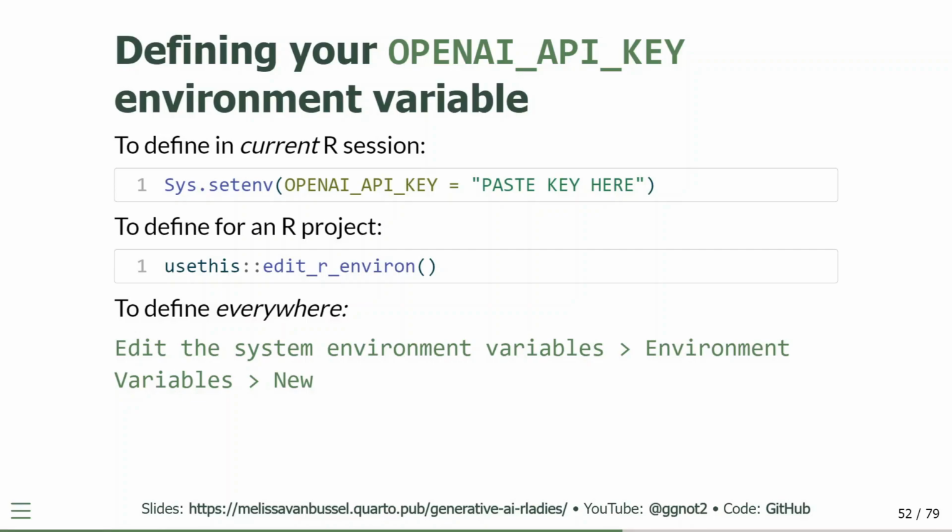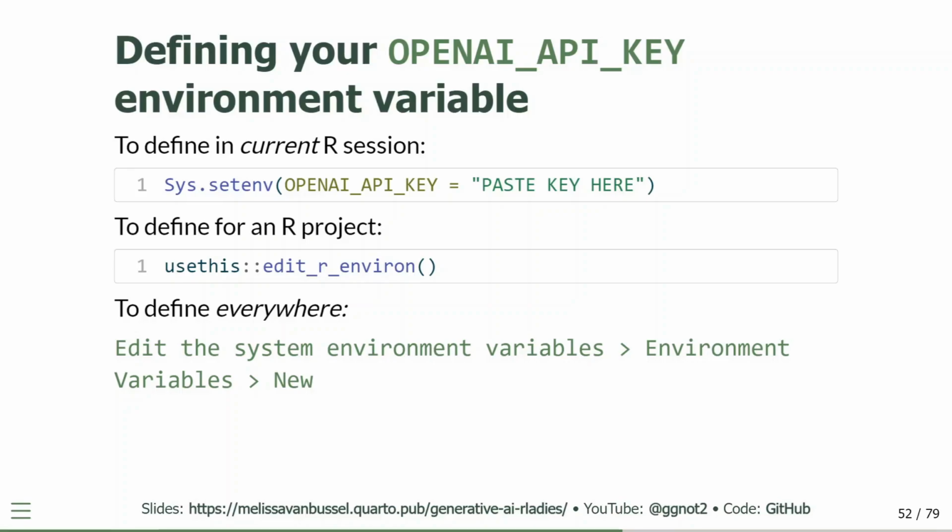If you want to define it only for your current R session, then you can use the Sys.setenv function. If you want to define it for an R project, you can define it in your .Renviron file. Make sure that if you do that, you're adding that file to your .gitignore so that you're not accidentally uploading your API key to GitHub or anywhere else.